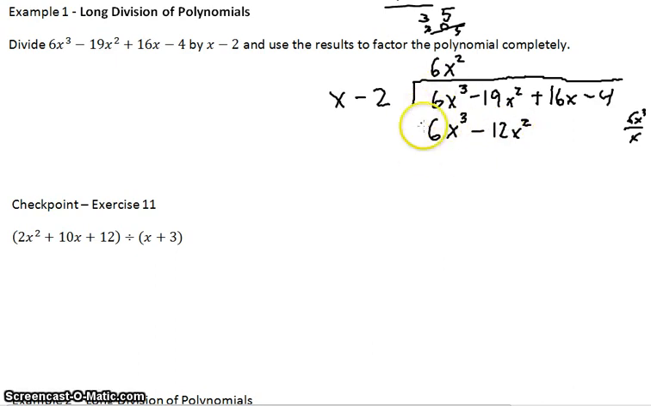Now I have to subtract this group from the entire expression. So these two things cancel out, and negative 19 minus a negative 12 is a negative 7x squared. From here, we carry down the next term and repeat the process, except now the lead term in this expression is this. So we're dividing x into this. I'm taking negative 7x squared and dividing that by x to see what I get, and I'm left with negative 7x.